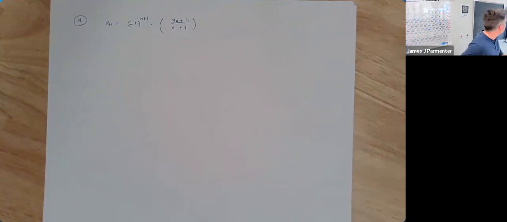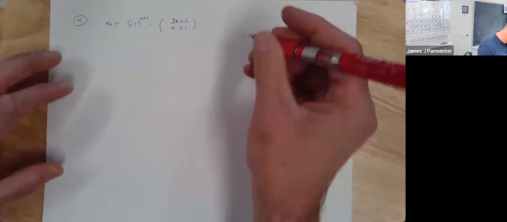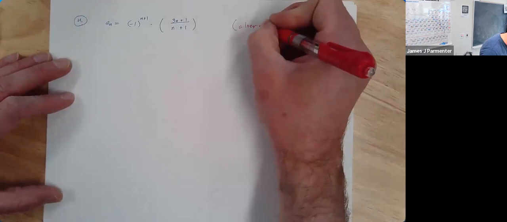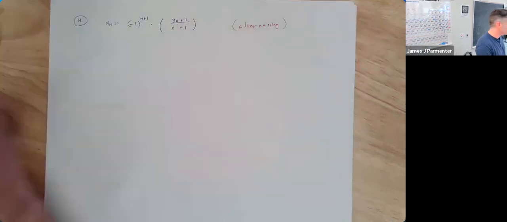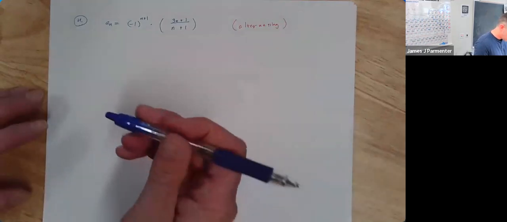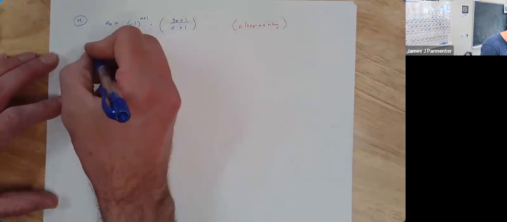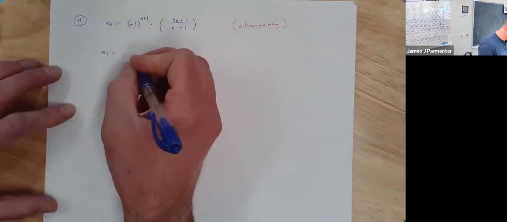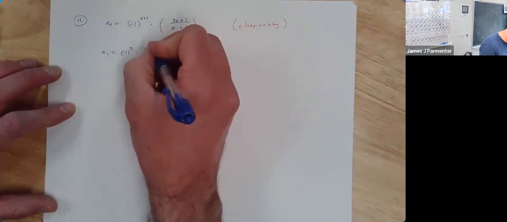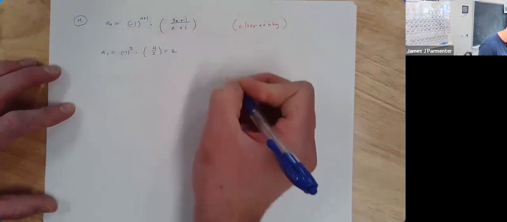Okay, so this sequence is definitely alternating. And the -1 to the n or the -1 to the n plus 1 or n minus 1 indicates something like that. You see something like that, we know that we're changing signs every other term. Or I guess every term. So I could write out some terms. Let's see. A sub 1 is going to be -1 squared times 4 over 2, which is just 2.